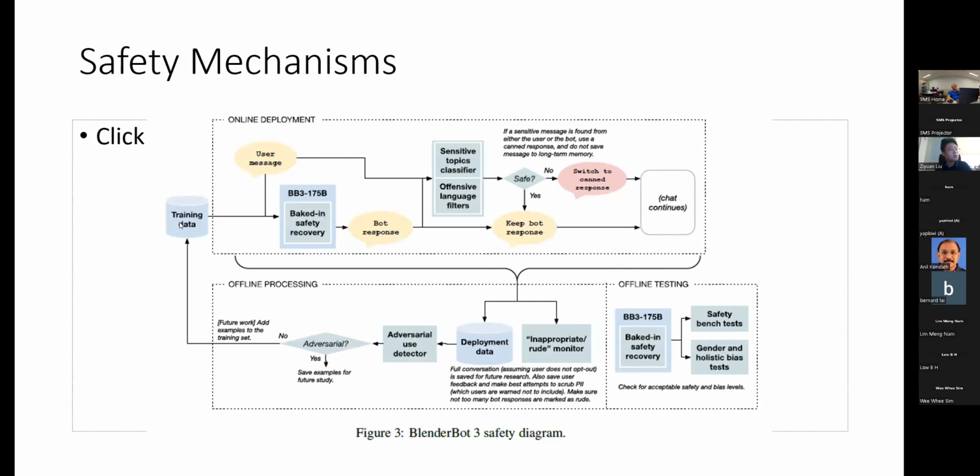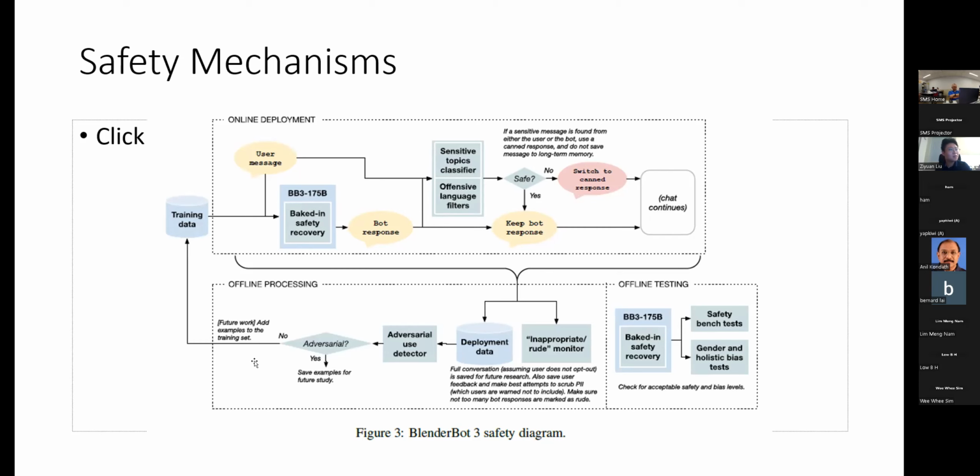So even though the language model itself, Blenderbot 175 billion, has a baked-in safety recovery, the bot response is also sent into the safety filter to decide if it's safe, just in case the bot says something stupid it shouldn't have said. And if the user message is safe and the bot response is safe, it keeps the bot response and the chat continues. Otherwise, it switches to the canned response.